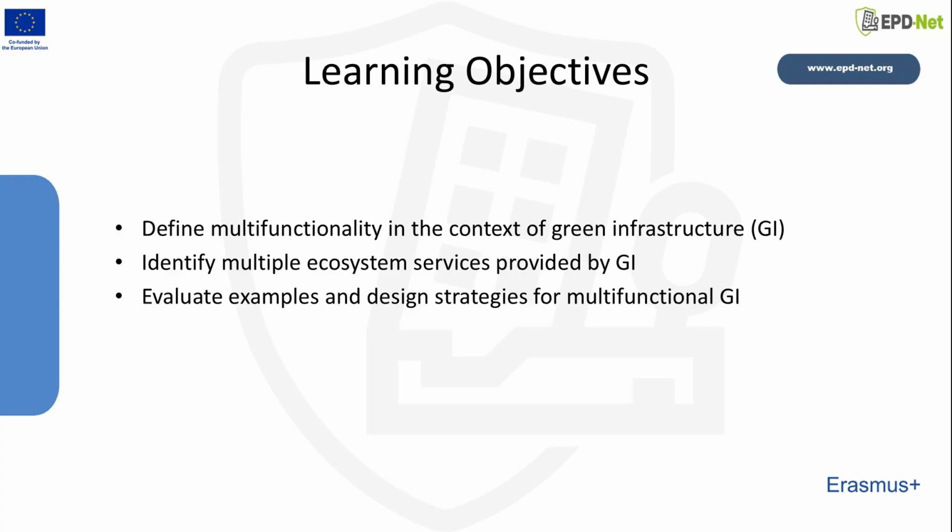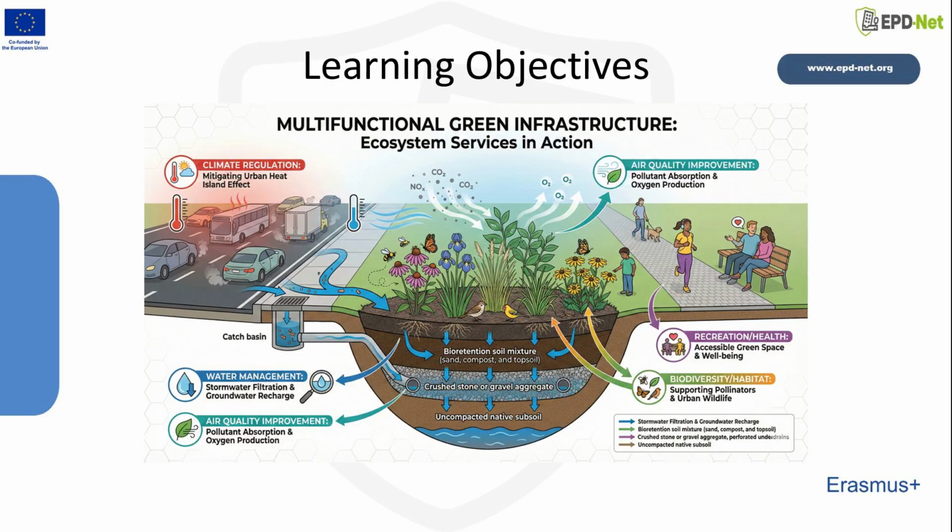By the end of this session, you will be able to explain what multifunctionality means in the context of green infrastructure, recognize different ecosystem services that green infrastructure can provide, and assess real examples and design approaches that support multifunctional green infrastructure in planning and practice.